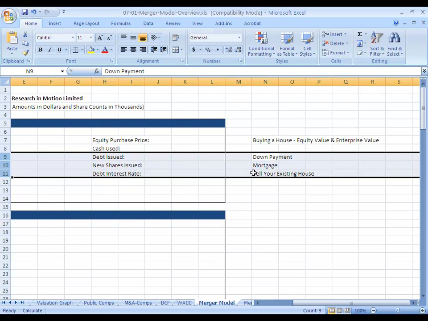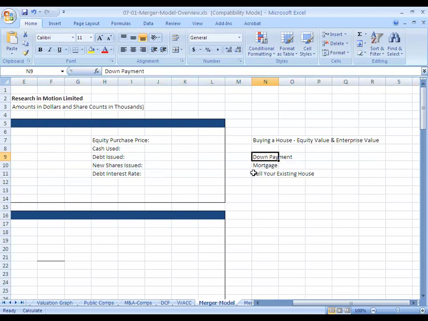So if you put down money for your down payment, then that means that you're not going to earn as much interest or investment income because you have less cash to invest. If you get a mortgage, that means that you're now going to have to pay interest on debt. So you now have this added interest expense.